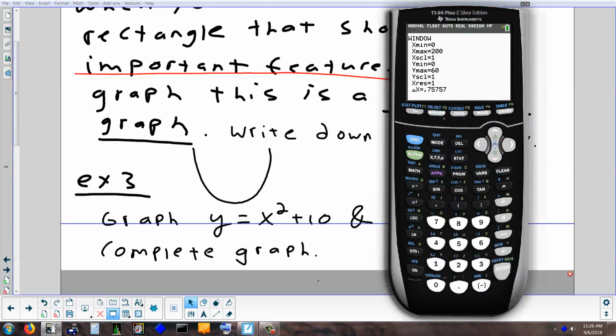So that's how my window is set. If I hit graph, do you think that's a complete graph? No. I've cut off half the parabola. It looks way too skinny. That's not good at all. Okay, so I'm gonna go ZOOM 6 just to reset everything. How about that window, is that good?